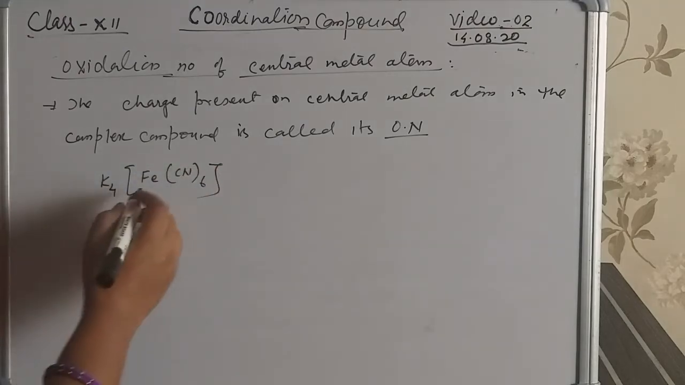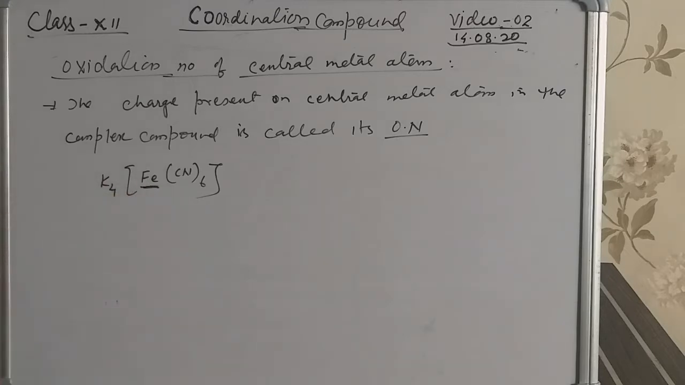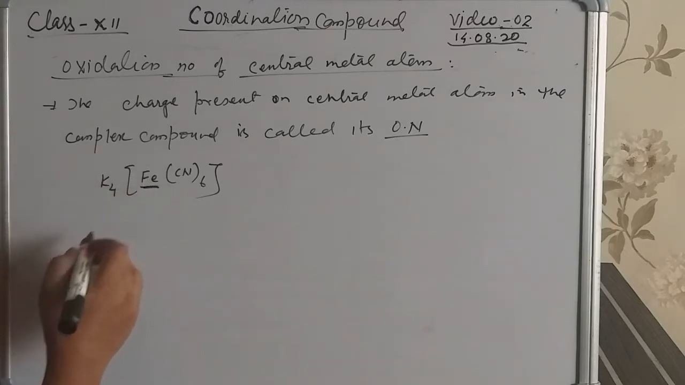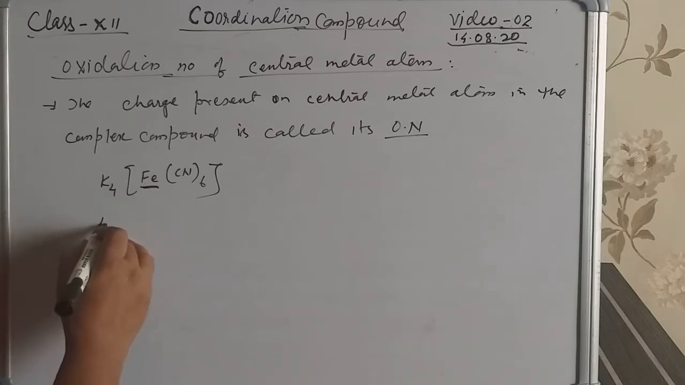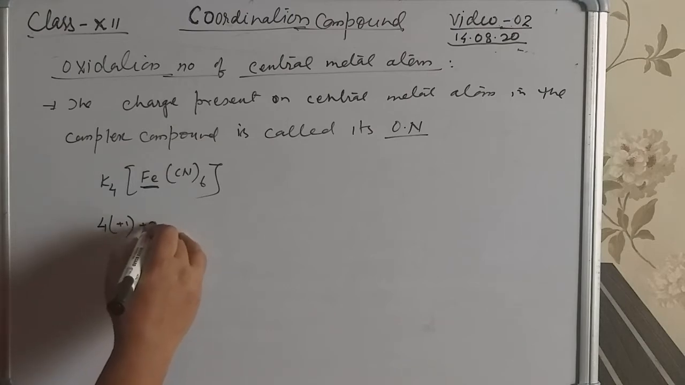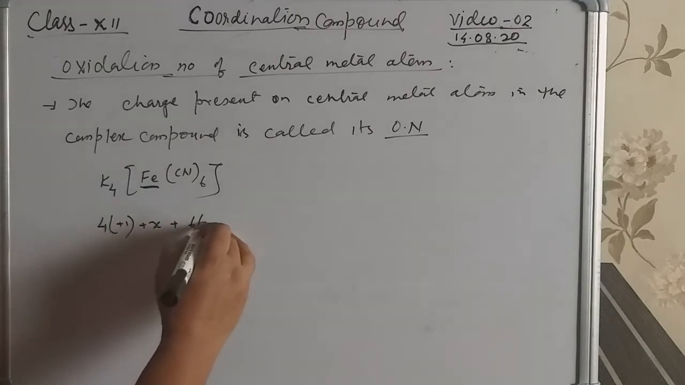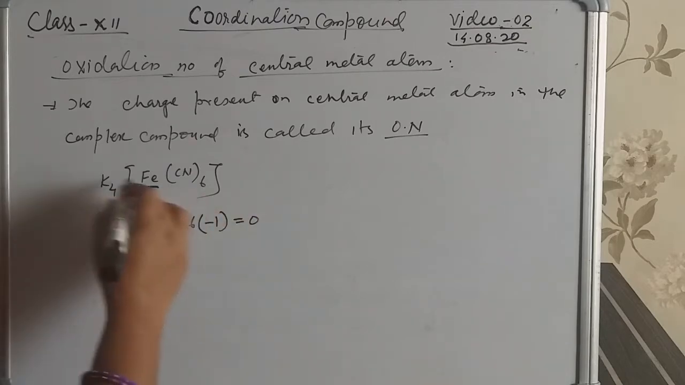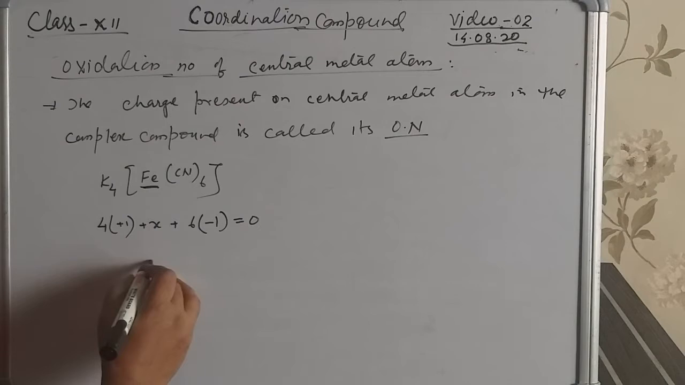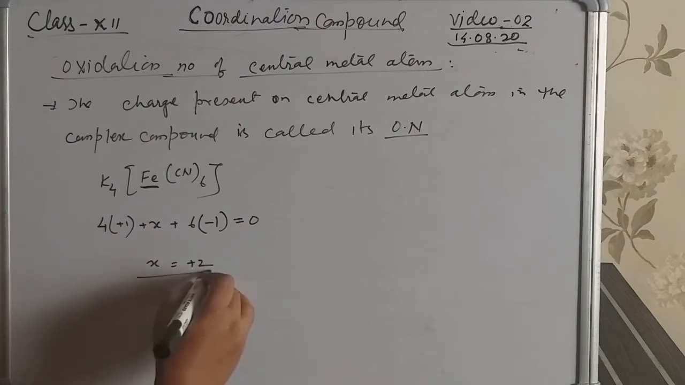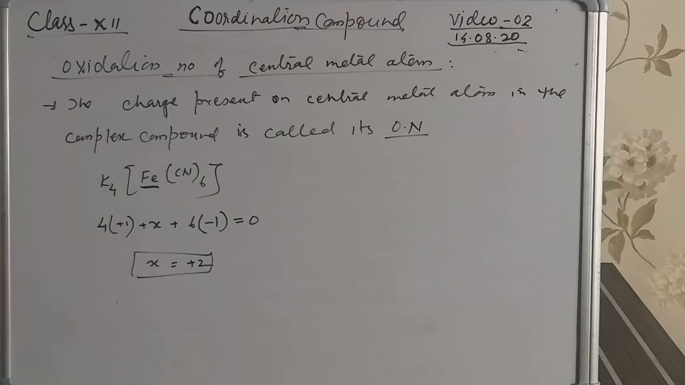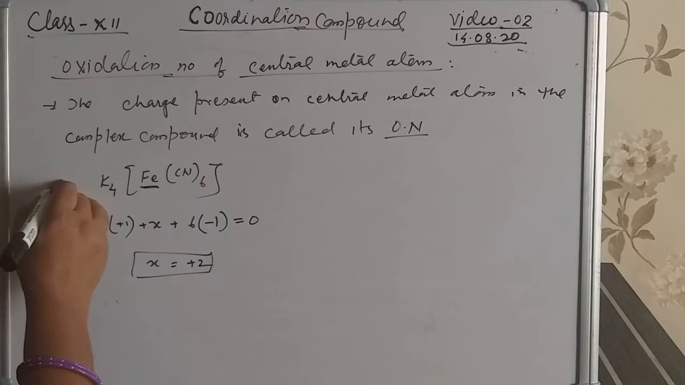So if we find out the oxidation number, this is the central metal atom, and we find out the oxidation number of this particular one. Simply we follow the rule that we have studied in the previous class, how the oxidation number is found out. It is very easy to find the oxidation number because it has no charge, so overall x is equal to +2. In this way you can easily find out the oxidation number of so many complex compounds given in your book.